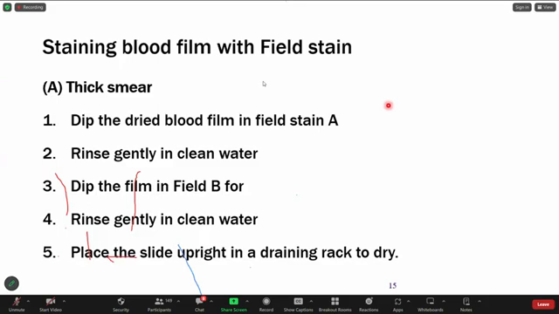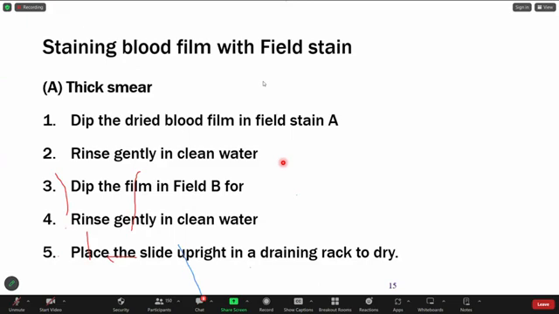Now, most of our labs in Uganda, our staining technique is Field stain. Here is a procedure for staining using Field stain. When we are using Field stain, there is a different procedure for staining a thick film and a different procedure for staining a thin film.